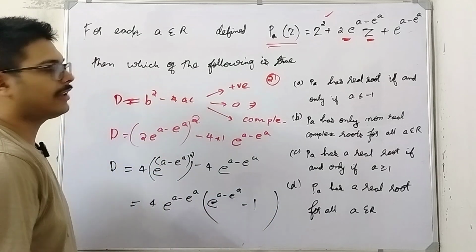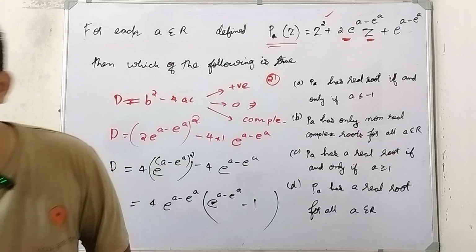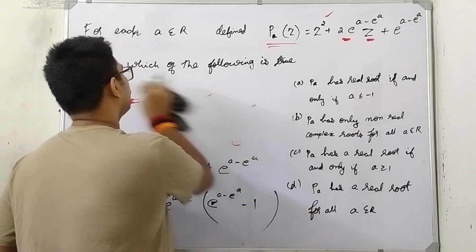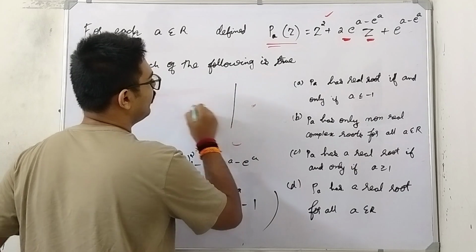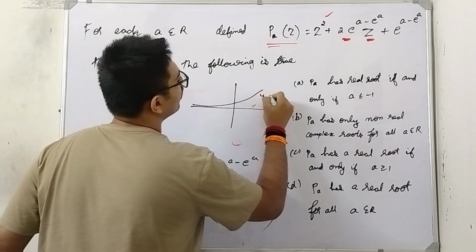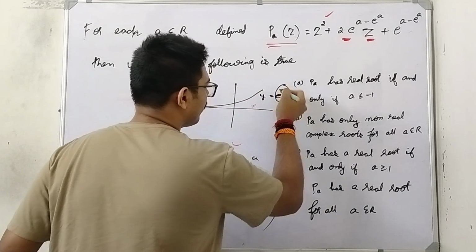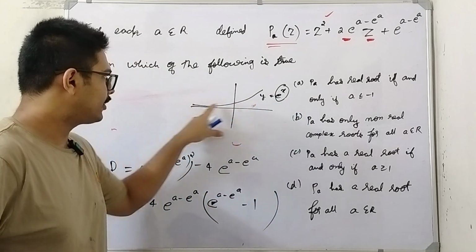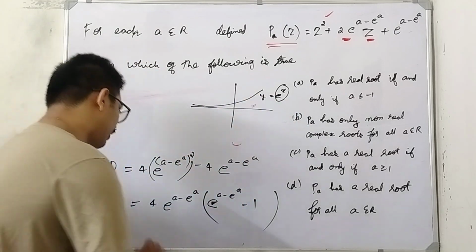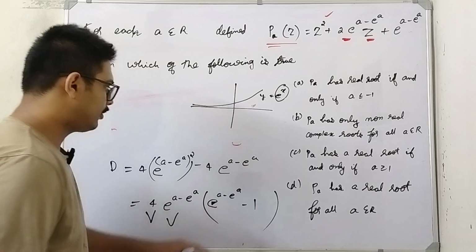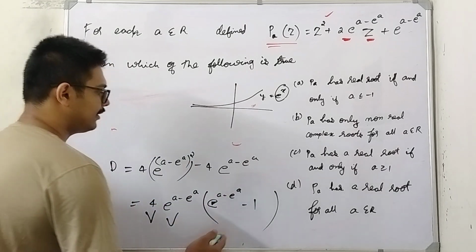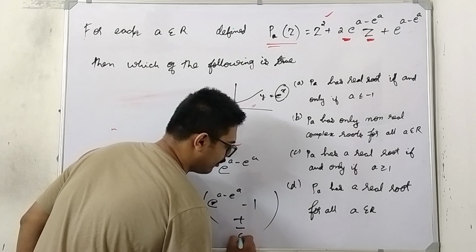Now we know that the exponential function will always be positive. E raised to x graph will be this one, which means y equal to e raised to x. Whatever the value of x you are putting, whatever the power, if the base is e, the function will always give a positive value. 4 is positive, this is positive, which means d value completely depends on this term. We need to find whether this term is positive, negative or 0.